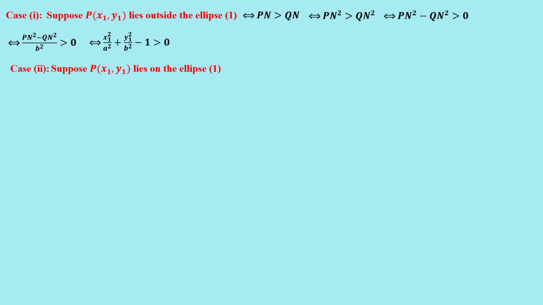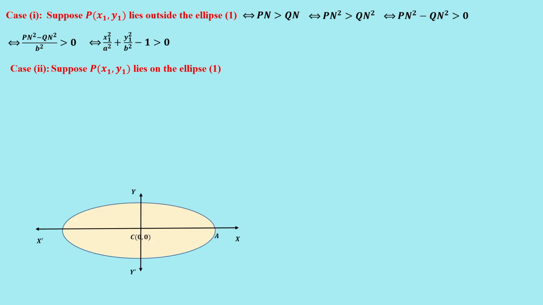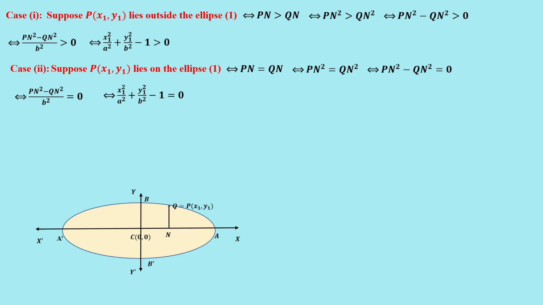Next case, suppose the point is on the ellipse. On the ellipse means P and Q coincide, so both are equal. So x1, x2, y1, y2 all are equal. So if and only if the distances Pn, Qn are both equal, Pn square equals Qn square, Pn square minus Qn square equals 0. Divided by b square, Pn square minus Qn square by b square equals 0. So if you substitute the point (x1, y1) instead of (x, y) in the ellipse expression and you get 0, then the point (x1, y1) lies on that ellipse.